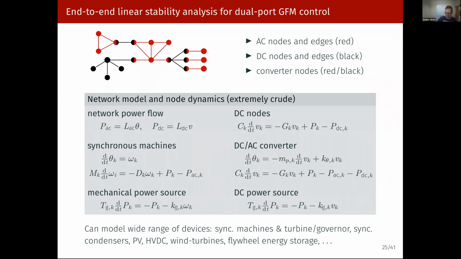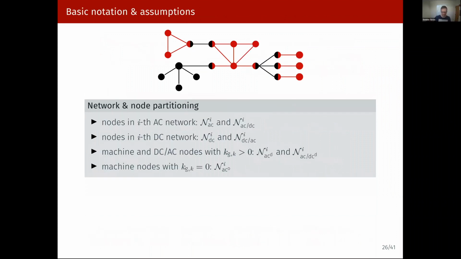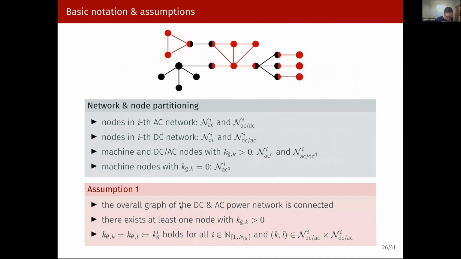Okay, so let me show you what we can do in the deterministic setting. And let me switch over the details in the notation here. So what we need to show stability in the deterministic setting is that we need at least one node that has this positive control gain kg, so that it's responding to power imbalances in the system.